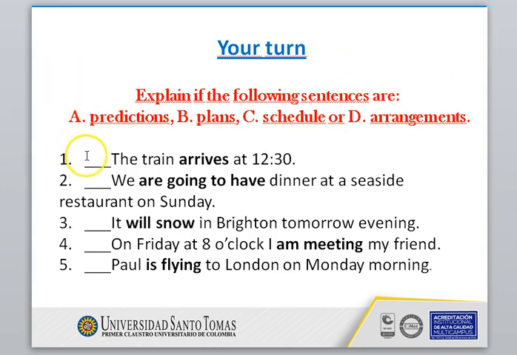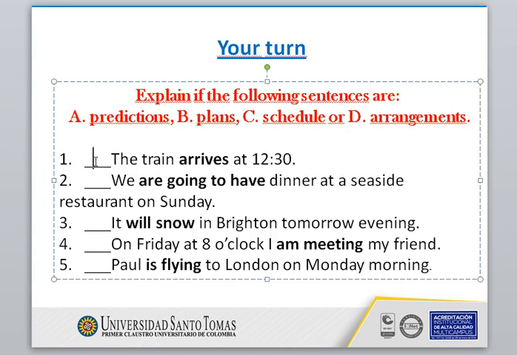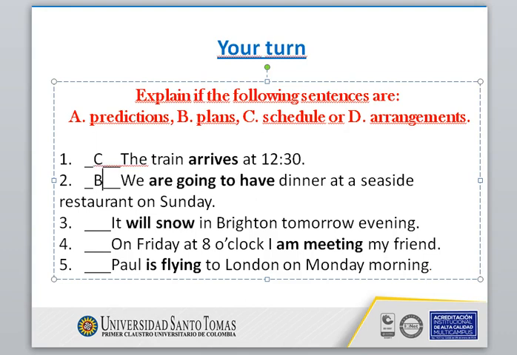Well, I think you got it right. Hopefully, this is actually C. It's a schedule. That's why we use present simple, okay? For number 2, we are going to have dinner at a seaside restaurant on Sunday. It looks like a plan. So that's why we use the be going to form, okay? It will snow in Brighton tomorrow evening. It sounds like a prediction. That's why we use will. So let's go with letter A.